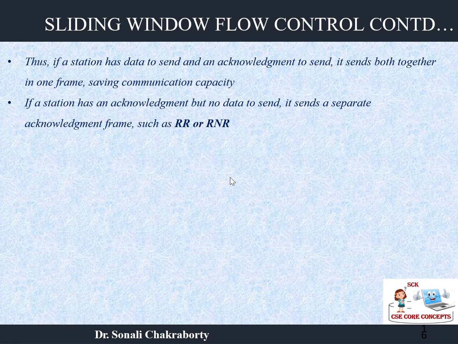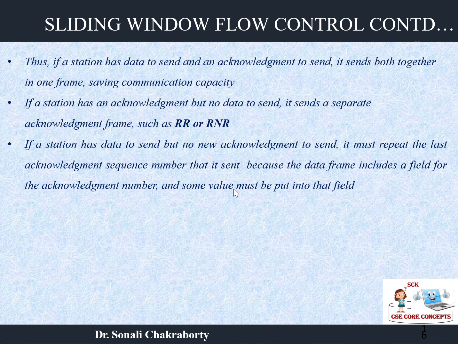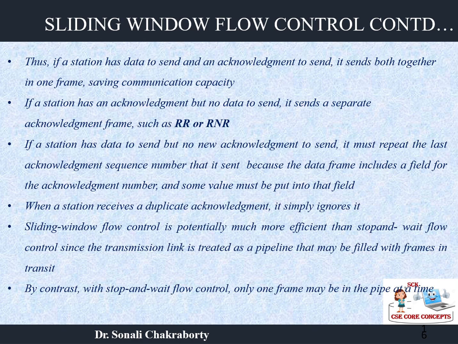So you can acknowledge by saying RR or RNR. But suppose a station has data to send, but no new acknowledgement has to be sent. In that case, you can send the previous acknowledgement, that this was the last acknowledgement I had sent, and now you can simply send the data. When the sender receives the previous acknowledgement, it will simply ignore it, right?